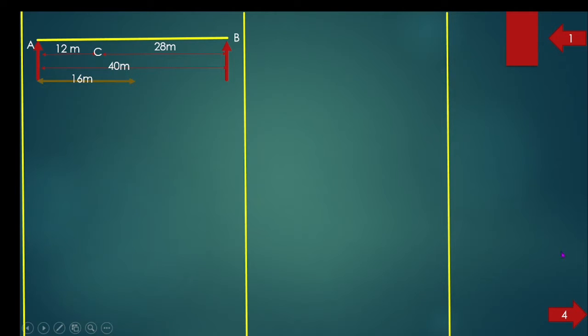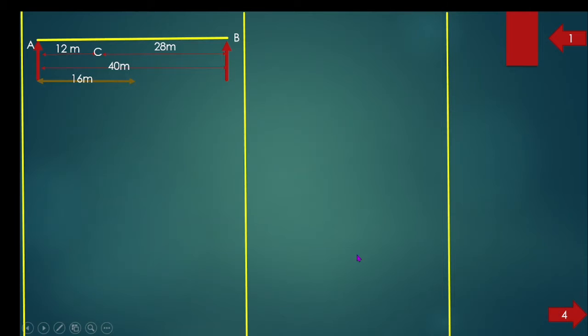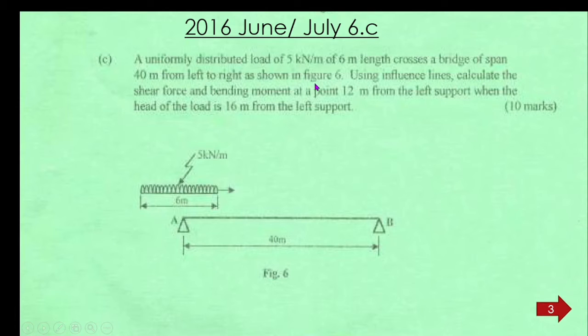We are also told that the head of the load is 16 meters from the left support. So from the left support, it will be here, up to 16 meters. We are considering when the head of the UDL is 16 meters from point A. So if we put our UDL at that point, remember our UDL is 6 meters. Don't forget that our UDL is 6 meters.